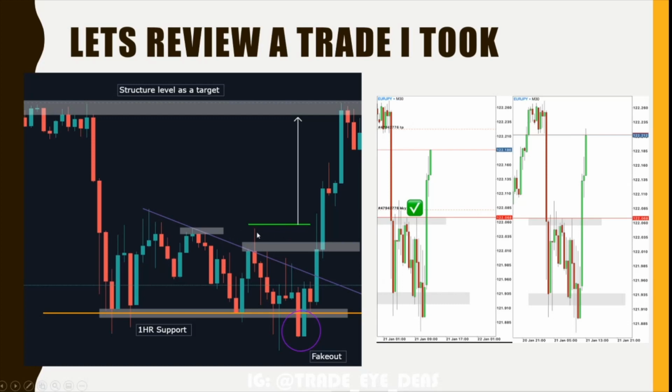Because now what we've done after it broke above here is we've actually formed a new higher high rather than a lower high. So my pending order was set here. This actually got activated, as you can see over here. This is the same chart. Okay, so let's use what we covered in the first couple of slides.